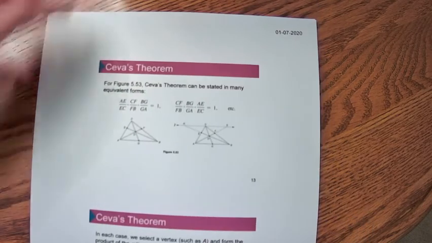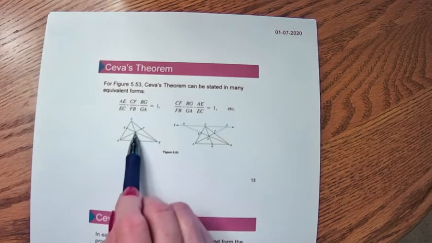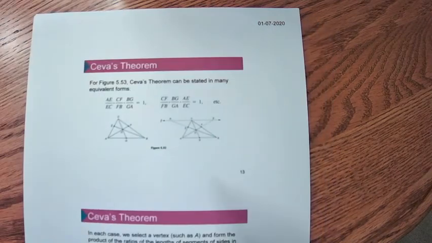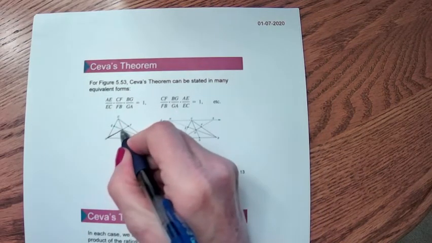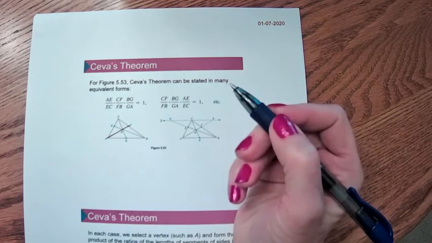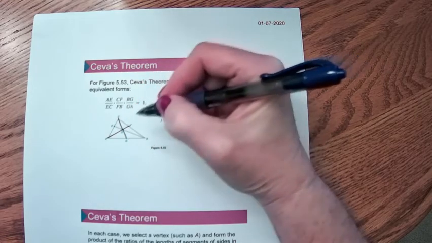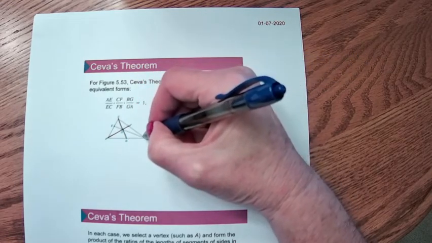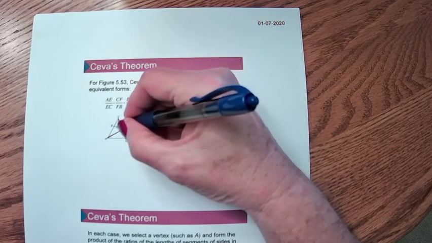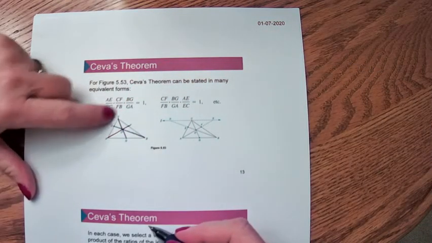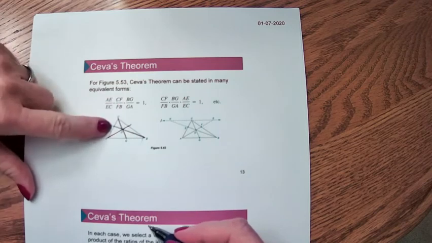So here's an example. Here I have point D. And I draw my line from my vertex through point D. So here's A through D, going to F. Here's C through D, going to G. And here's B through D going through E. So I'm going to go clockwise.